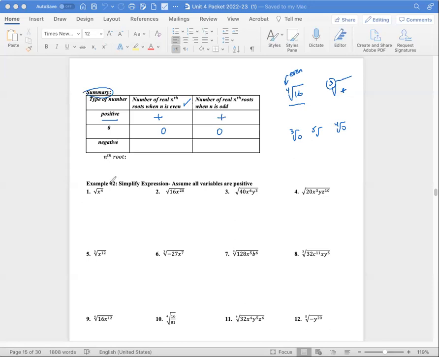And let's see how we can apply what we just learned in 1 through 12, right? It's simplify expression, assume all variables are positive. So if I get square root of x to the 4th, you're taking square root of x to the 4th, that's what you're doing. So every 2 x's multiplied become 1x on the outside. So this is x squared. Okay. And I'll show you a shortcut soon. I'll talk about a shortcut in class, right?